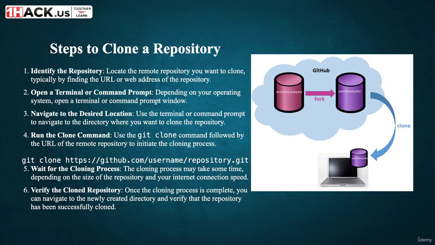To initiate the cloning process, you'll use the git clone command followed by the URL of the remote repository. For example, the command git clone http://github.com/username/repository.git will clone the repository located at that URL to your local machine. The cloning process may take some time, depending on the size of the repository and your internet connection speed. Once the cloning is complete, you can navigate to the newly created directory and verify that the repository has been successfully cloned.